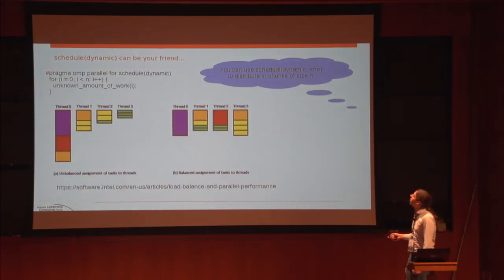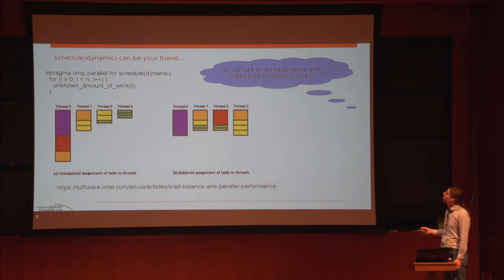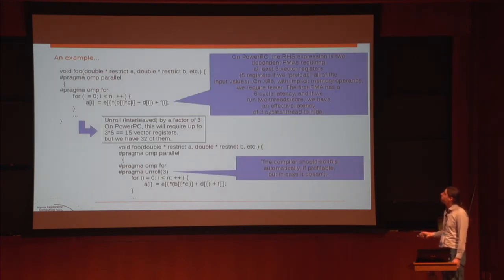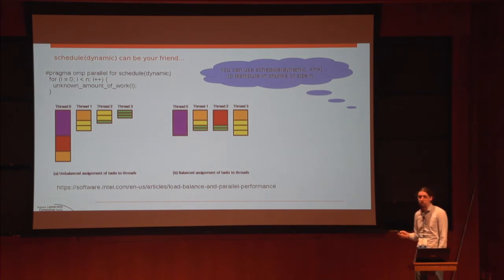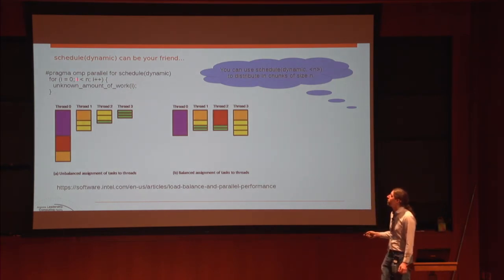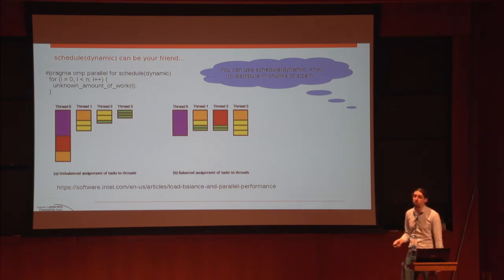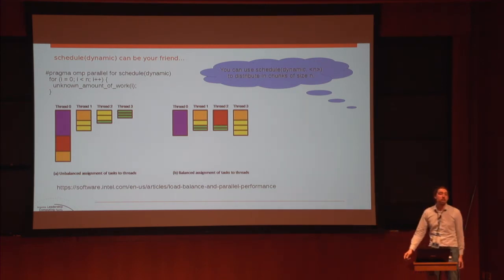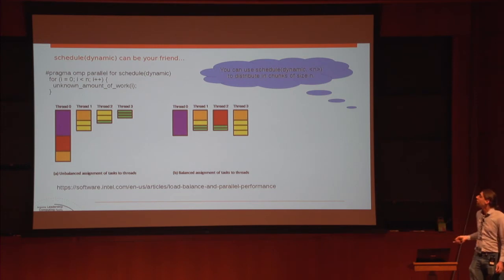Okay. A couple other notes about OpenMP. By default, if you just put OpenMP parallel for in your program, it will give you a static decomposition. So static decomposition means whatever range of indices your loop uses, it will just divide them by the number of threads you're using, and each thread does that number of iterations.